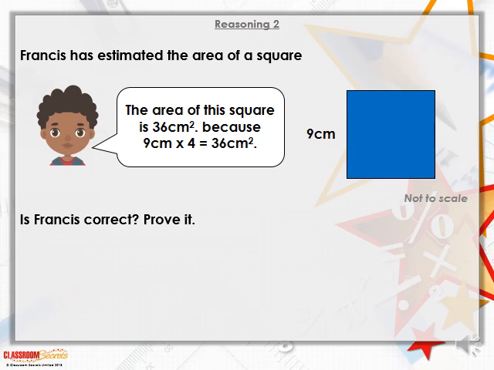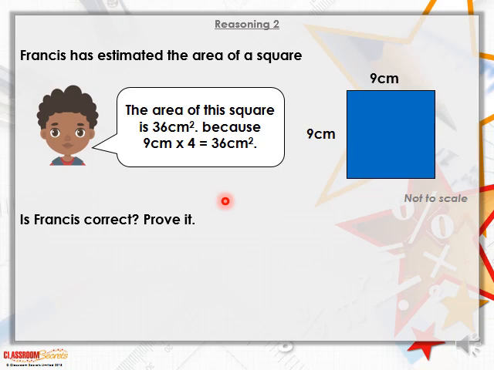So you need to think here. What do we know about squares? What do we know about the length of a square's sides? So he's saying this is 9 centimetres, and then he's saying, well, this is 4 centimetres. Is he correct? Stop the video here and have a go at that question. Remember, you must prove it as well. You can't just say yes or no.